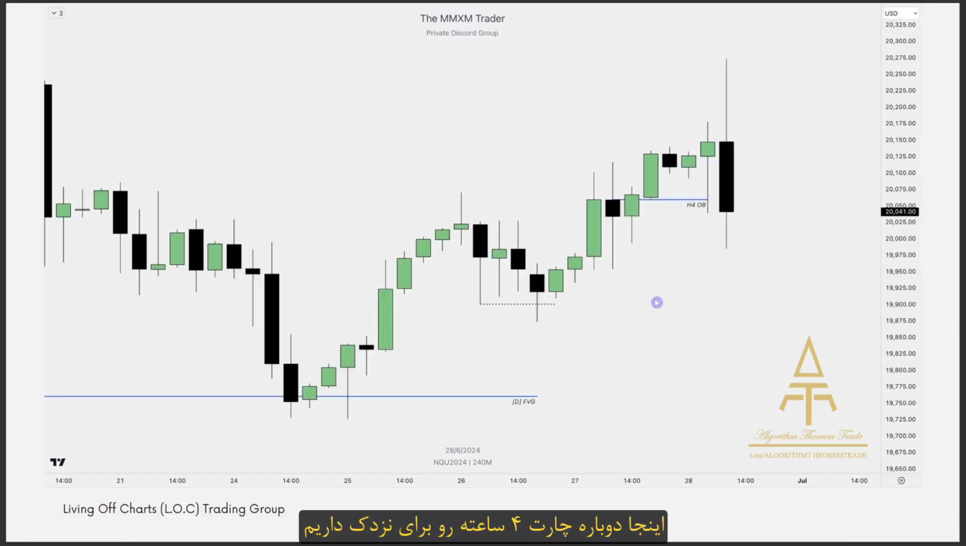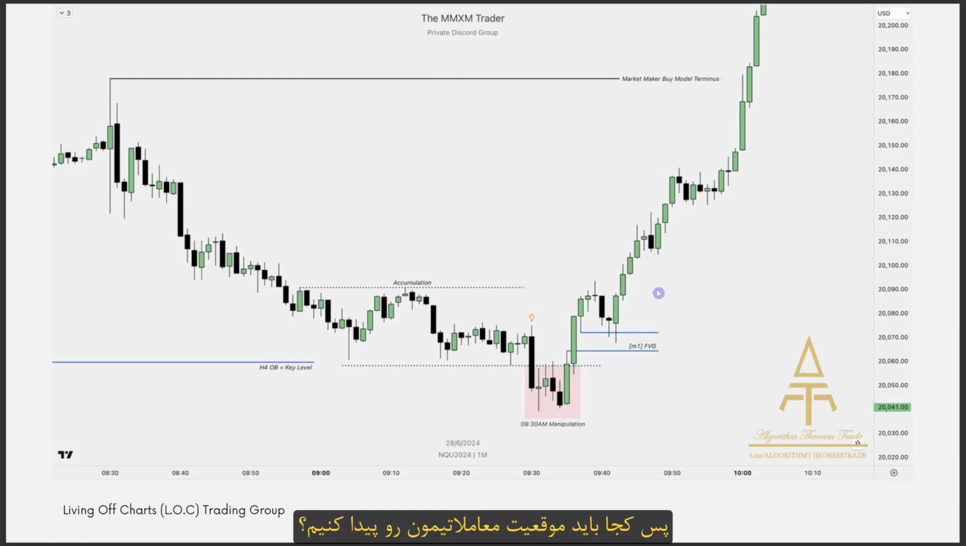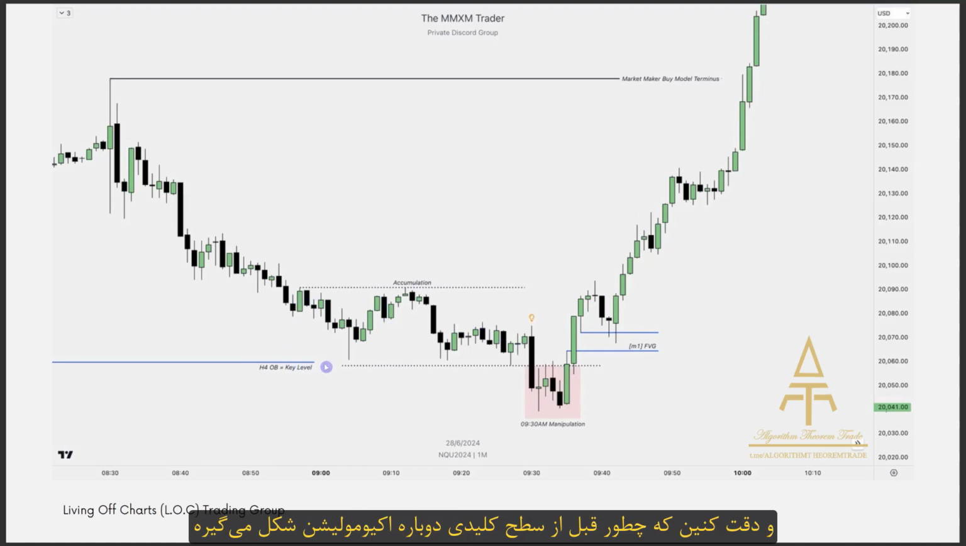Now over here, we've got the 4-hour chart again, right, from Nasdaq. Daily key level hit, stop run down here, and then again a key level. So where do we want to find our opportunity? This is the 1-minute chart, right? We have a 4-hour order block. That is the key level. So we wait for price to dip back into that key level, and notice how we start to accumulate again just before that key level.